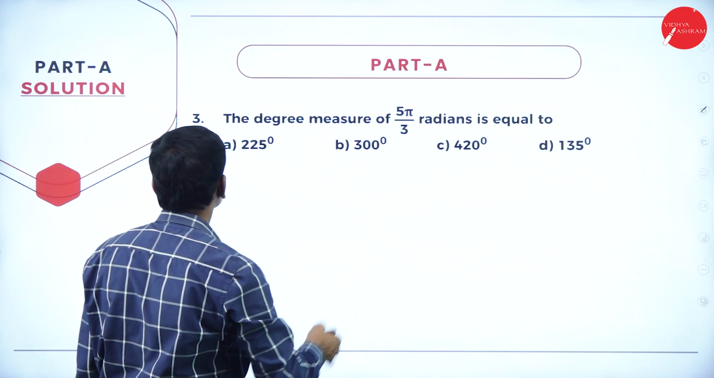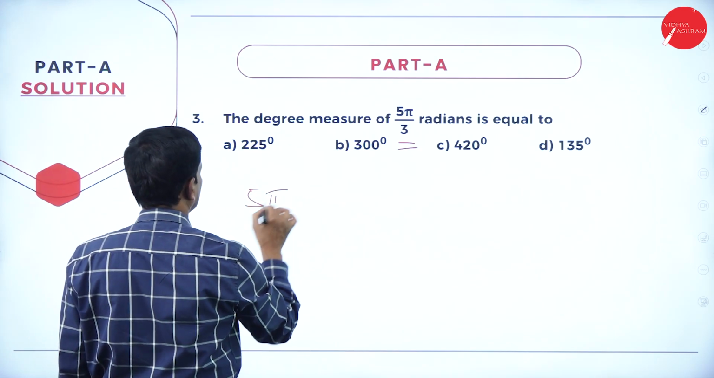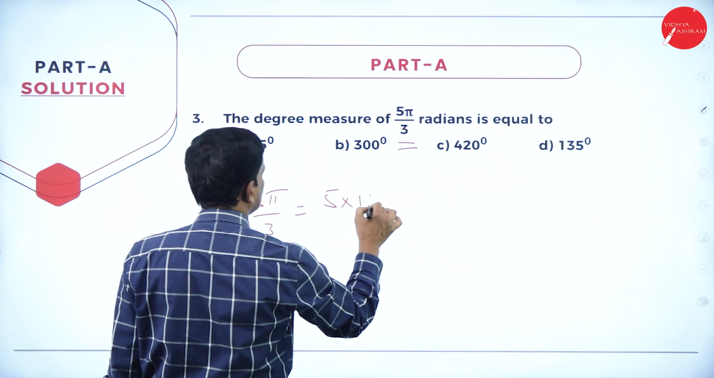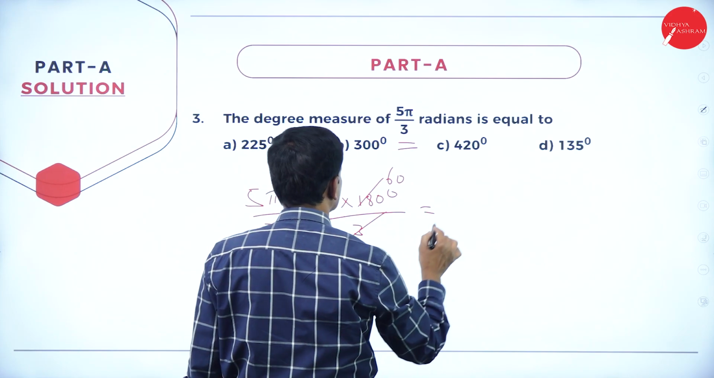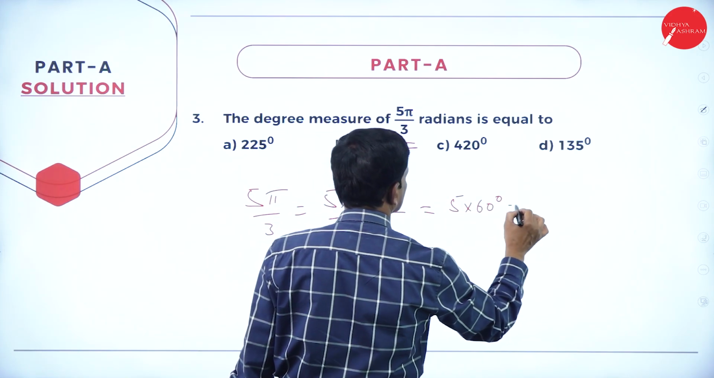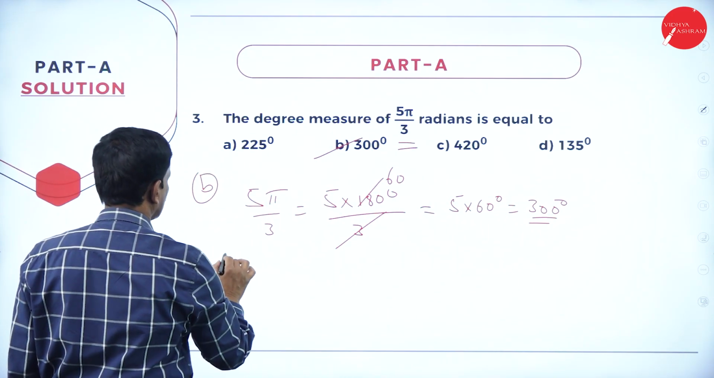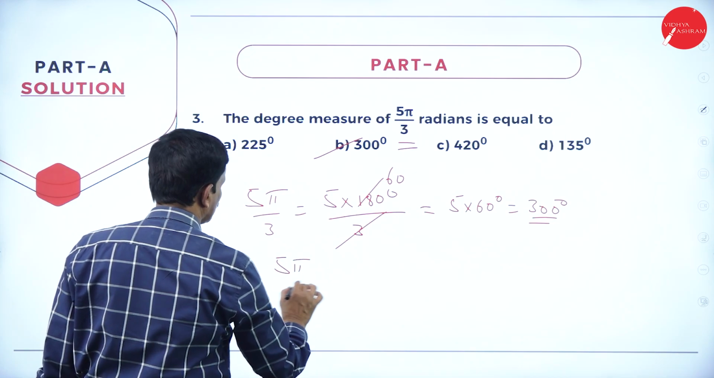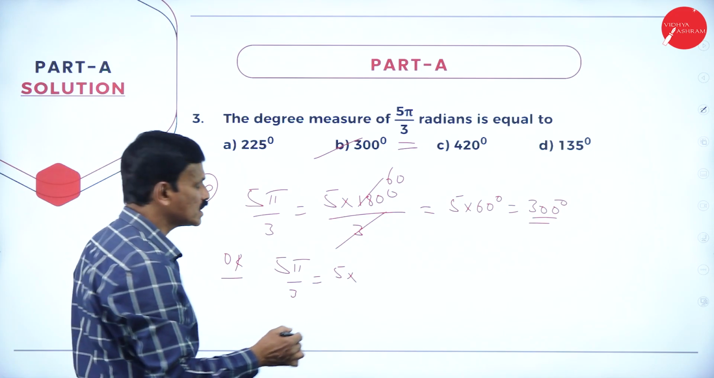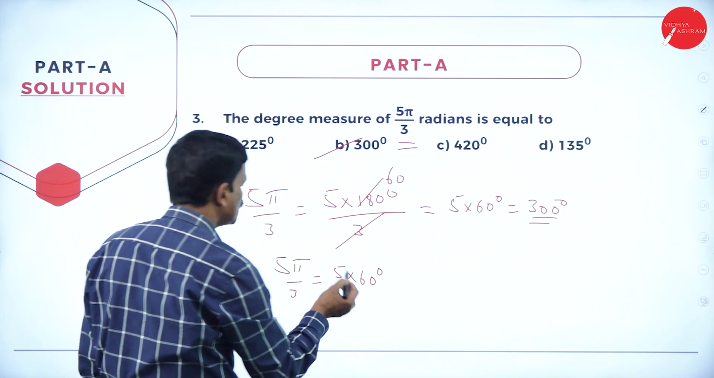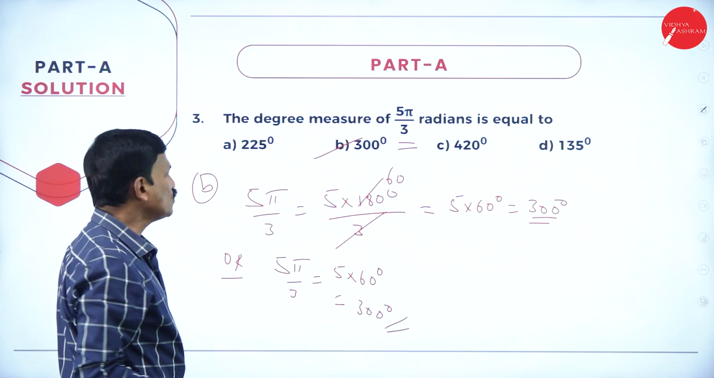Now, move on to the next problem. The degree measure of 5 pi by 3 radians. You know, pi is 180, divided by 3, that's 60, 5 into 60 is 300 degrees. The option is B. Or you can also solve like this: since you know pi by 3 is a standard angle, pi by 3 radians is equal to 60 degrees. 5 times 60 is 300 degrees. That's it. Now, move on to the next one.